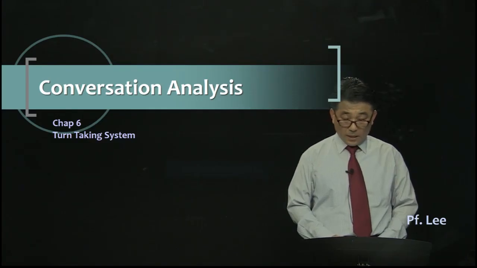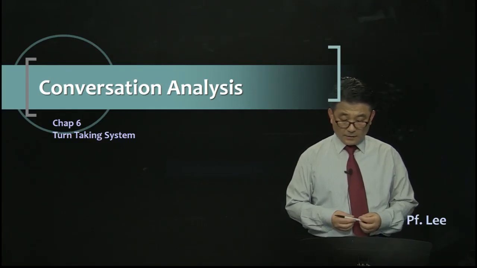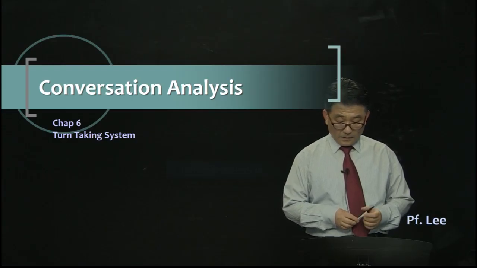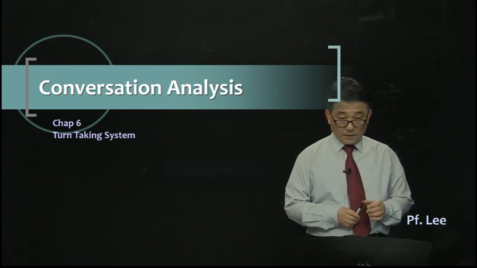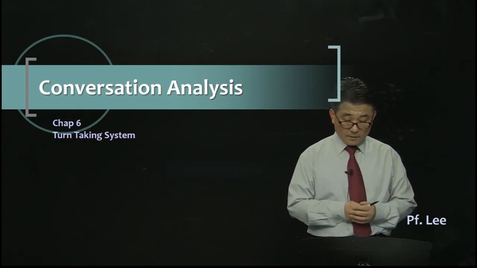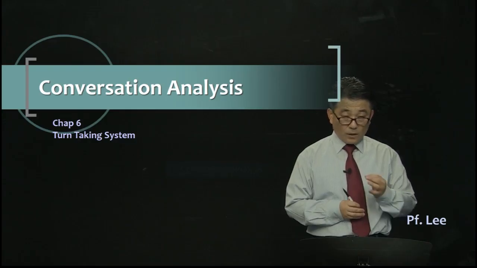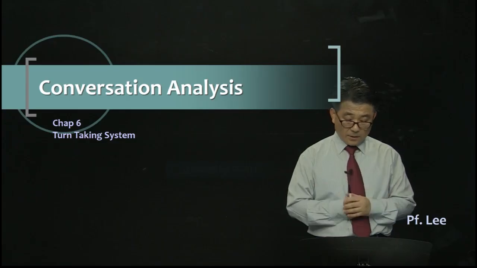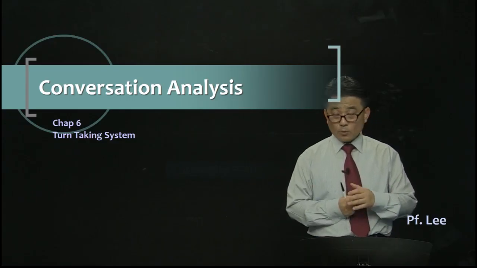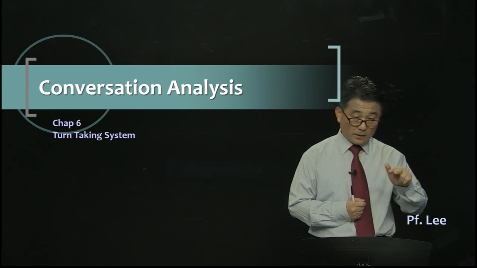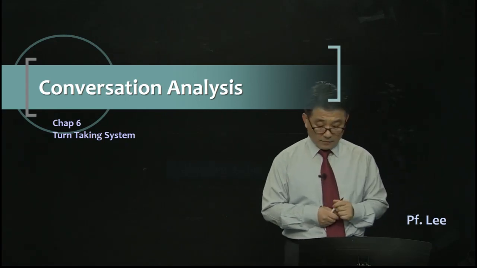Today we'll talk about Chapter 6 in Conversation Analysis. This is called Turn-Taking System. Turn-taking system is one of the basic structural organizations CA has found. And this is one of the basic systems through which people coordinate their speakership. They decide who talks next after whom, so they can order the speaking in the conversation.